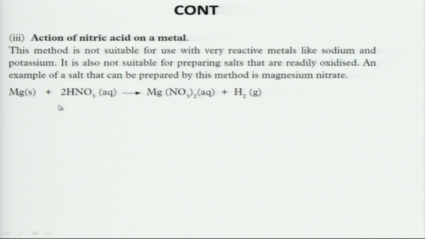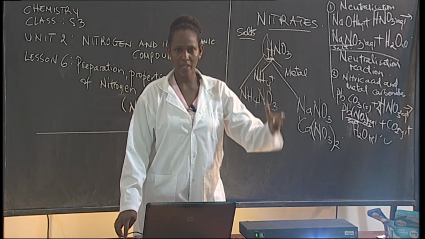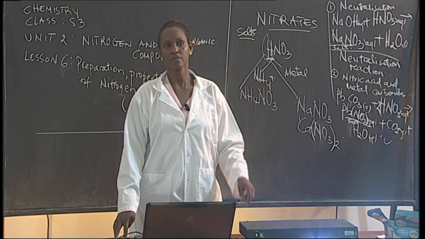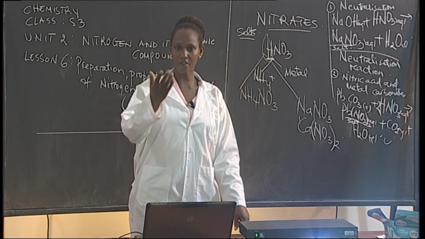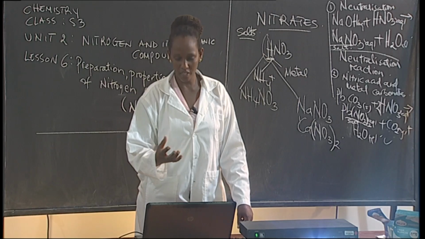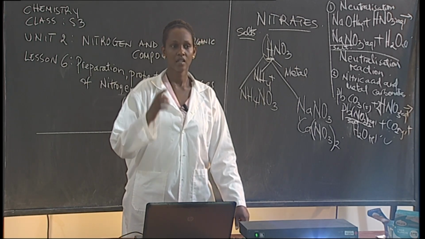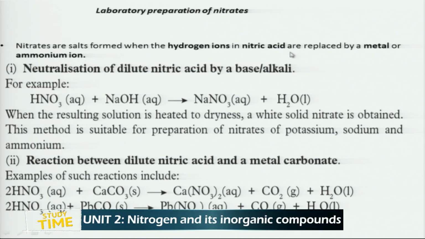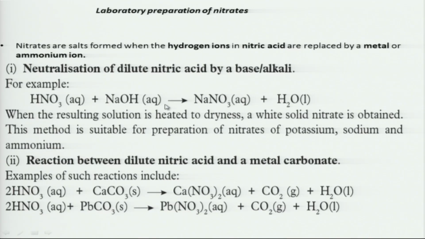That's why we're giving an example of magnesium metal, reacting it with nitric acid to get magnesium nitrate. On the slide, you can see the equation. You should always know how to write the equation very well. Magnesium plus nitric acid, you get magnesium nitrate plus hydrogen gas. So those are the three major ways in the laboratory that we use to prepare nitrates. Do you have any questions there? So what are the three methods? One is the neutralization reaction of dilute nitric acid by an alkali or base. Get a hydroxide, react it with nitric acid, you will get a nitrate plus water.